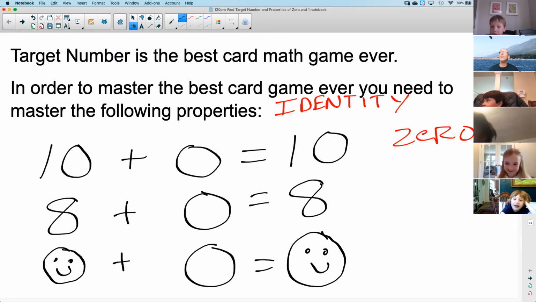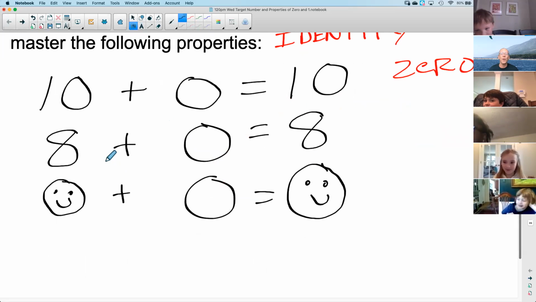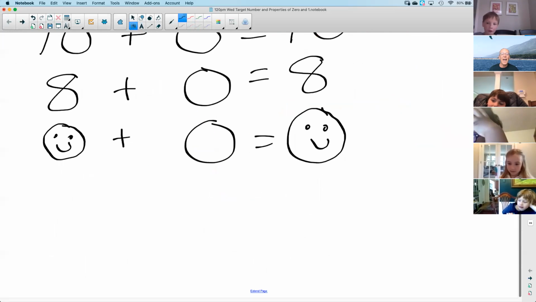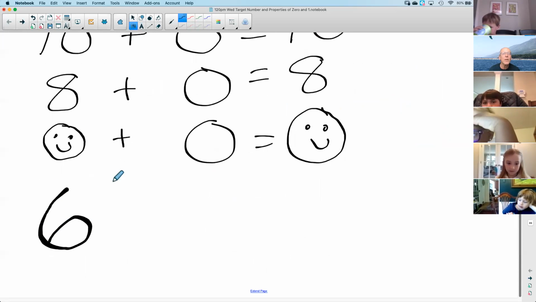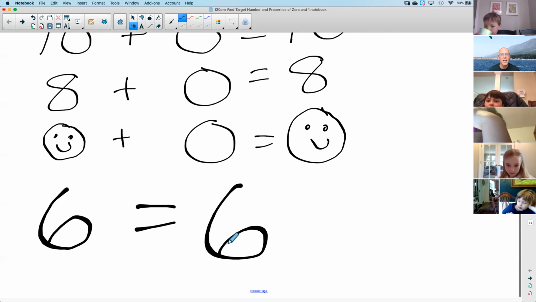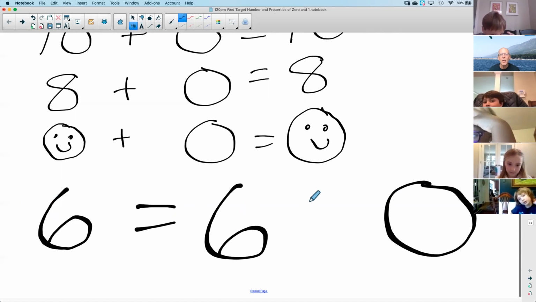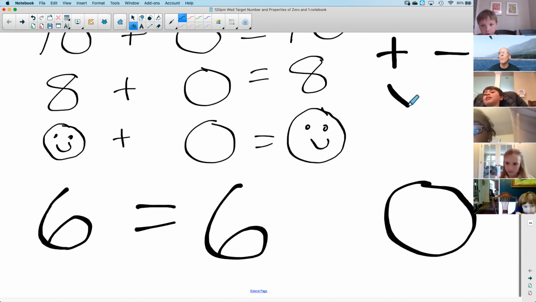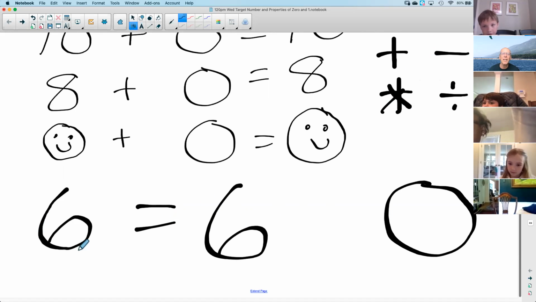So now you've just learned a very important property. So let's say that I wanted to get the number 6. I really wanted 6. But guess what? I already had a 6. And I also have a 0. What could I do to get 6? Do I add? Do I subtract? Do I multiply? Or do I divide? What do I do to 6 to get back to 6? Everybody say it out loud. Go.